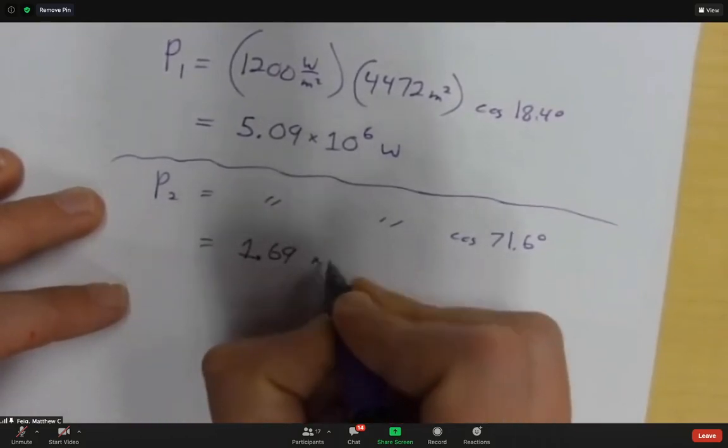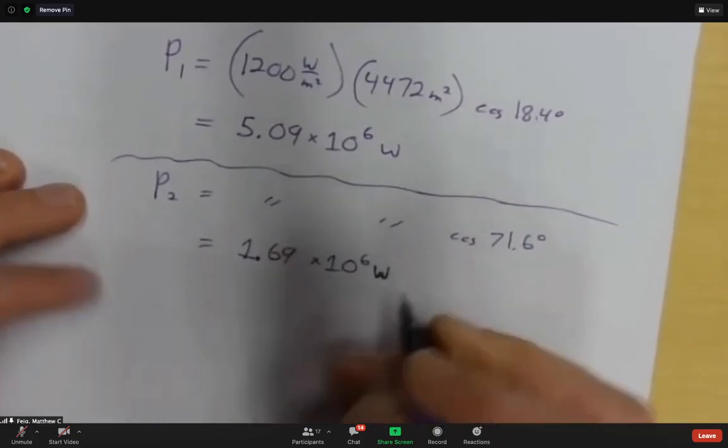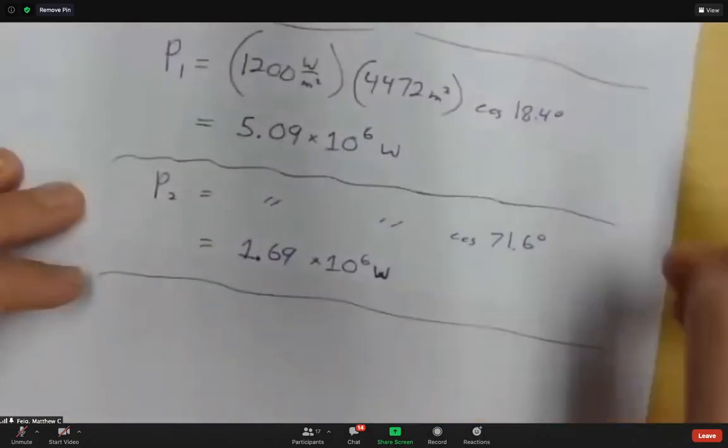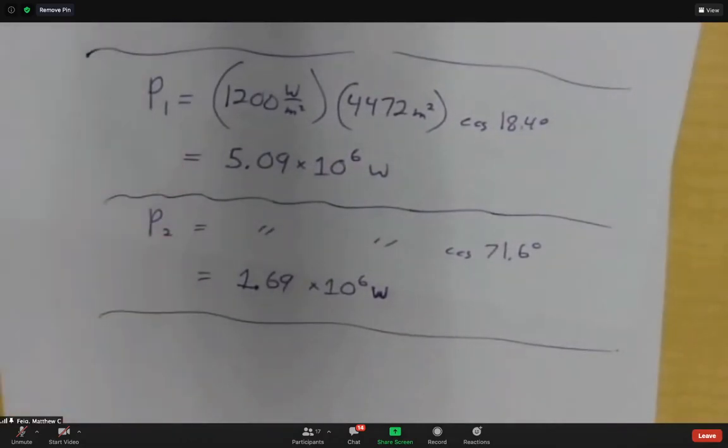1.69 times 10 to the 6th watts. If you wanted, you could call that megawatts. And this would be analogous to what we're going to call the flux. This is like an energy flux, and what we're going to be talking about is magnetic field flux, but it's receiving a greater flux.